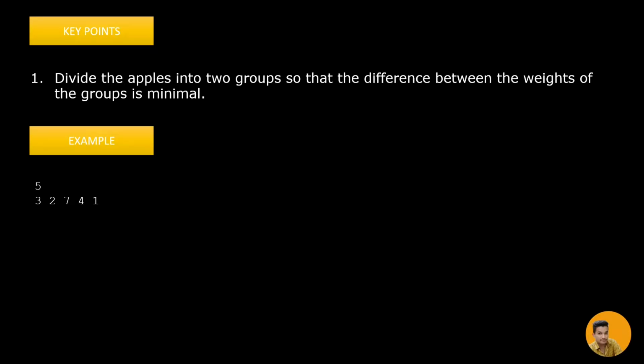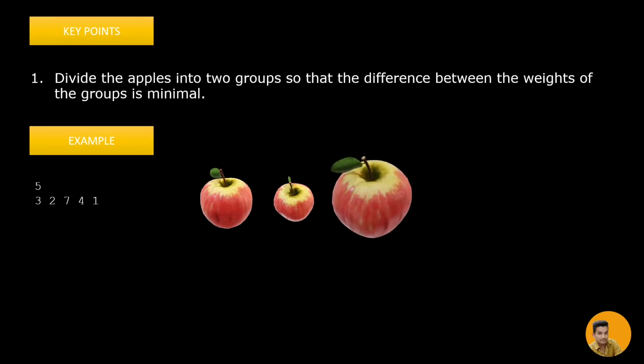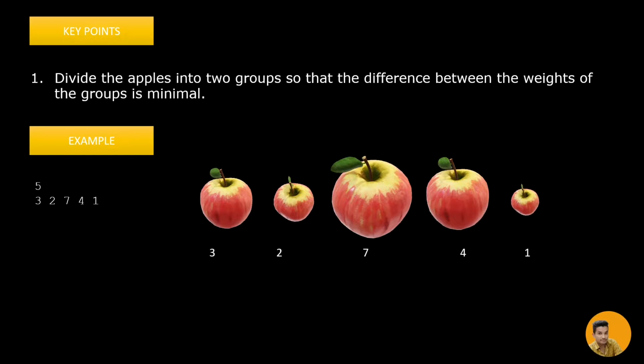As an example, we have 5 apples and these are its corresponding weights: 3, 2, 7, 4, 1. Let's visualize them. This is weight 3, this has weight 2, so it is a little smaller. This is weight 7, bigger, weight 4, and weight 1, even smaller. These are its corresponding weights. Now we need to divide them into two groups.